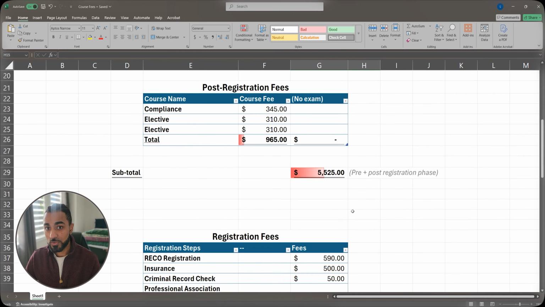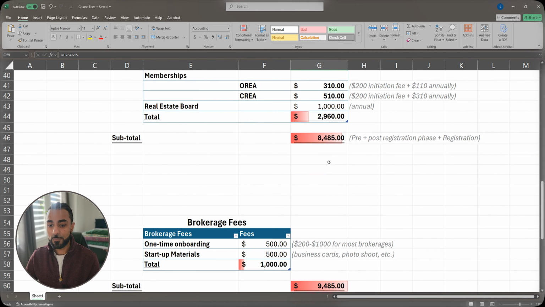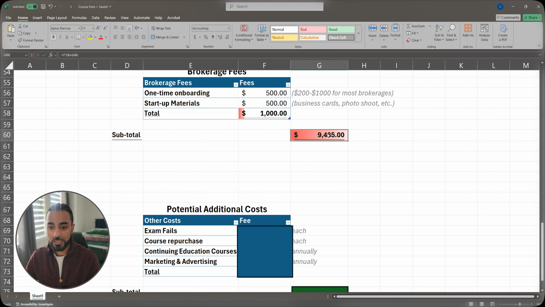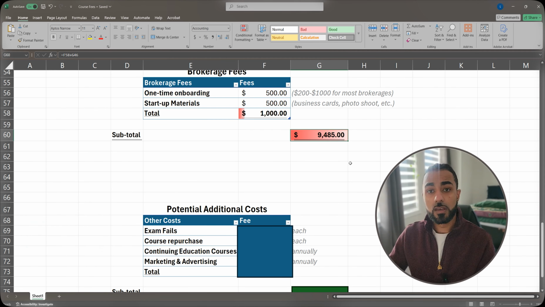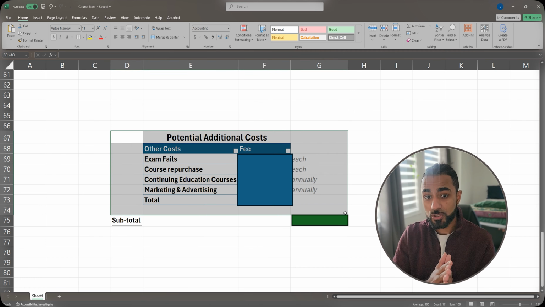It's only $400 to $500. But by the end of the whole process, we look over here and we get all of this, and it adds up to about $9,500. Okay, so now moving on to the potential additional costs.